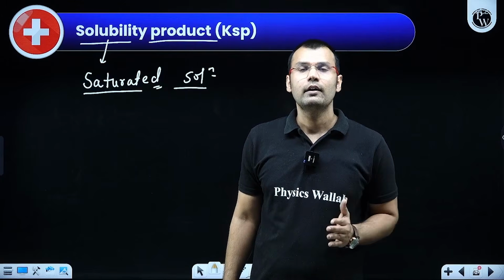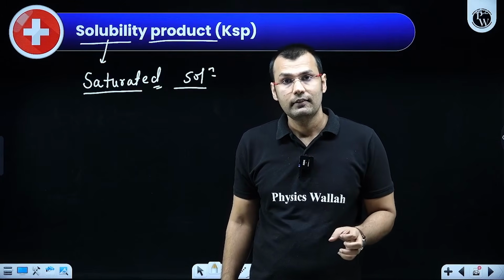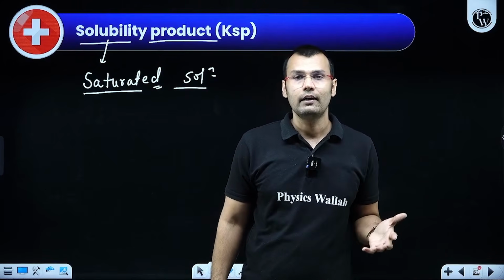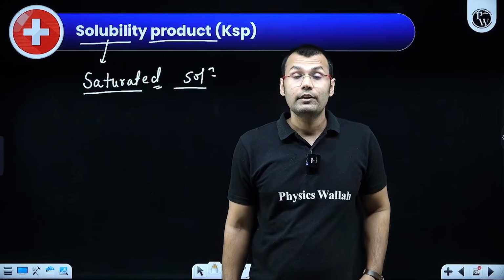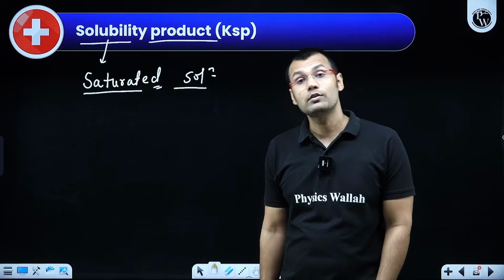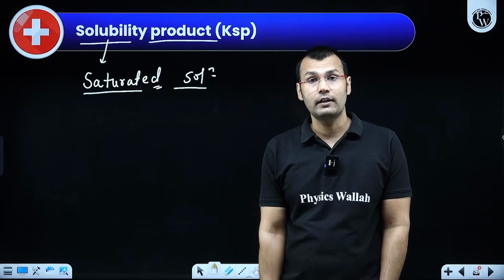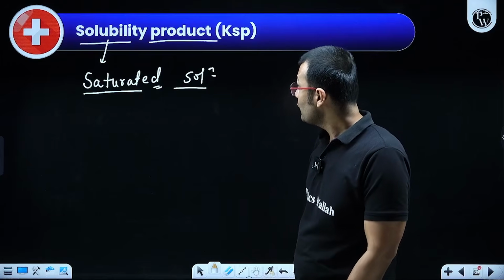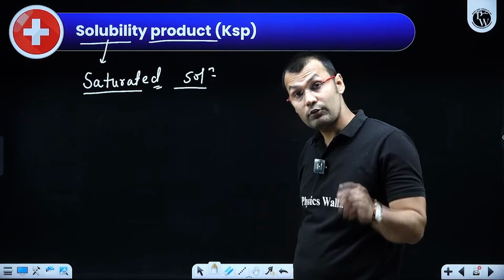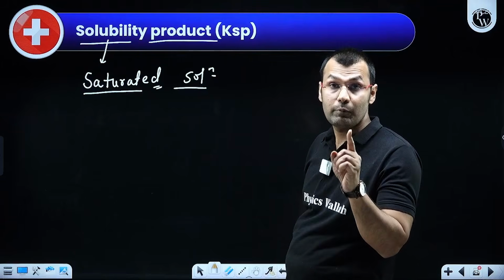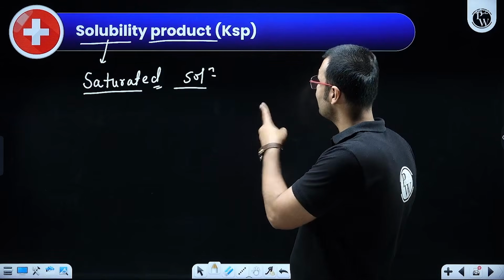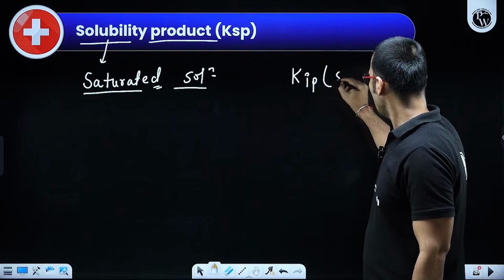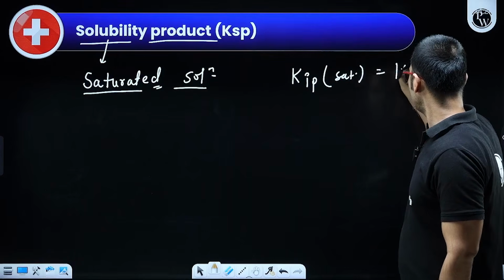An unsaturated solution is the one in which more solute can be added, right? A saturated solution is the one in which more solute cannot be added, and supersaturated is the one in which excess solute has been added because of high temperature. So there is a chance of precipitation in that, right? But when your solution is saturated, and you calculate the ionic product, that ionic product is called KSP. I can write it like this: the KIP of a saturated solution is nothing but equal to KSP.